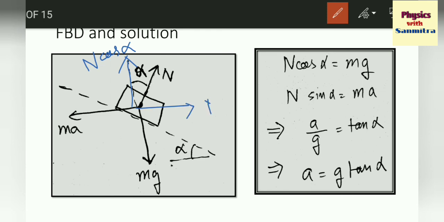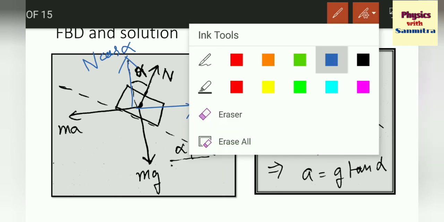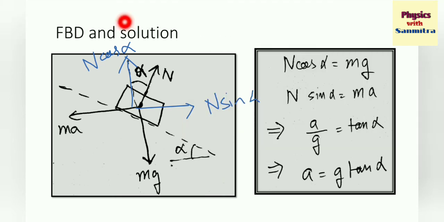See, now this is at equilibrium with respect to the block. So if you can see here, this N cos alpha is balanced by the weight and N sin alpha is balanced by ma. So I have written the same thing here. N cos alpha is equal to mg and N sin alpha is ma. So a by g is tan alpha, and a is equal to g tan alpha. So the mathematics is very easy.